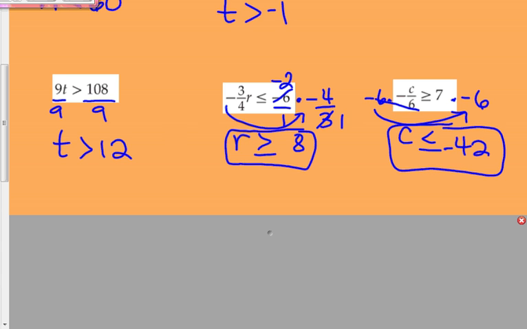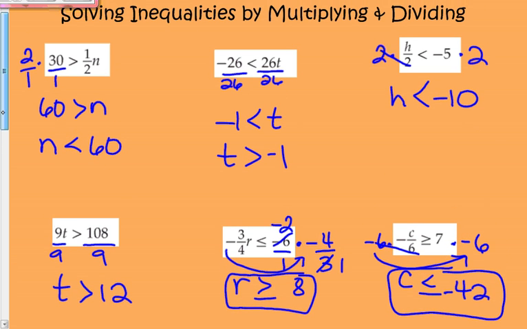That's the key and the most important thing. If it's a negative that you are moving, you have to flip your sign. If you go back and look at one of these, I didn't flip my sign on this problem because I did not move a negative across. I moved a positive over, so I don't flip it. I only flip it if there's a negative with the variable. That's when you flip your sign.